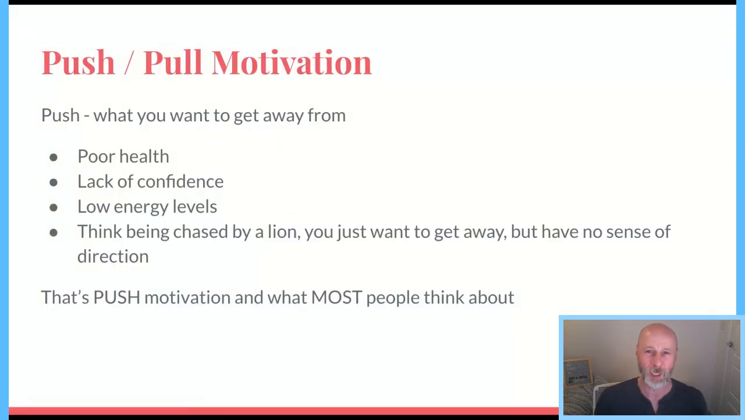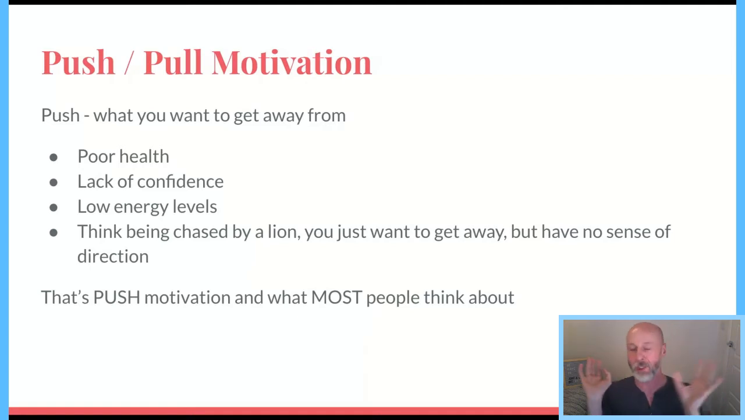What the hell is pull push motivation? What is that? So push motivation is what most people are extremely familiar with. It's what you want to get away from. You want to get away from poor health. You want to get away from lack of confidence, your low energy levels. Think of it in a really sort of caveman sense of being chased by a lion. You just want to get away from it.